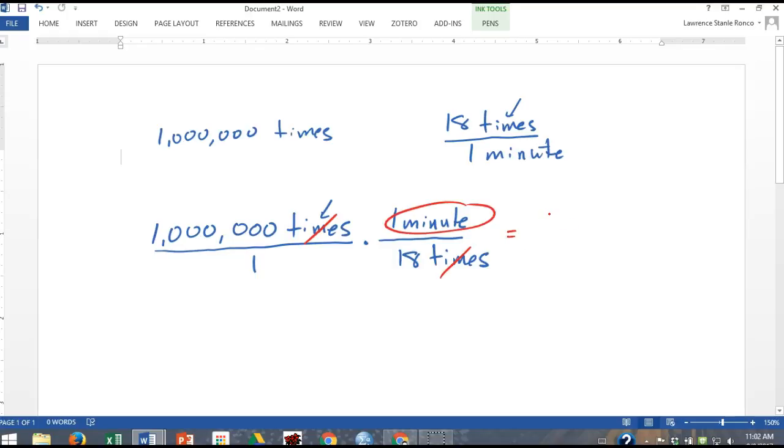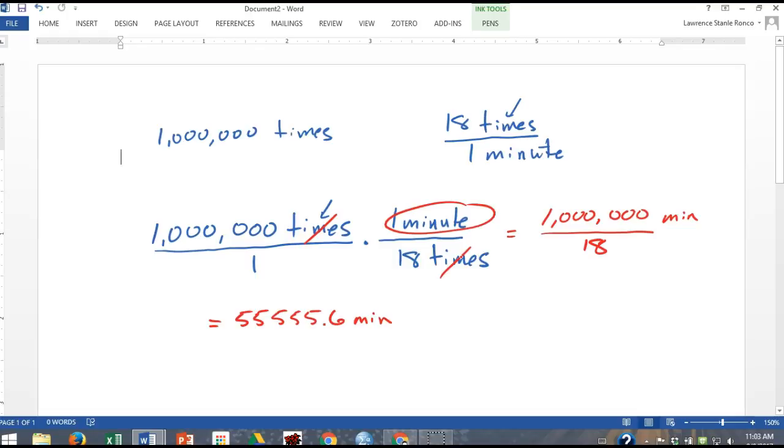So basically I have 1 million minutes over 18. So that means I've got to do some division here. So I'm going to go to my calculator. I'm going to do 1 million divided by 18. And what I get for an answer is, let's see, 55,555. I'm going to round here, 0.6, and this is minutes.